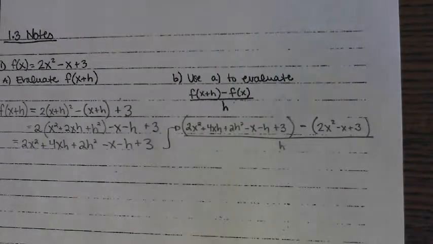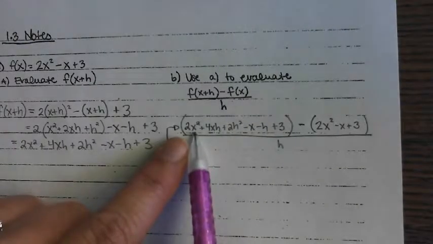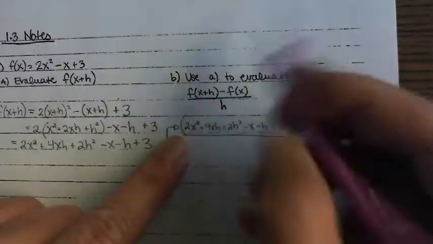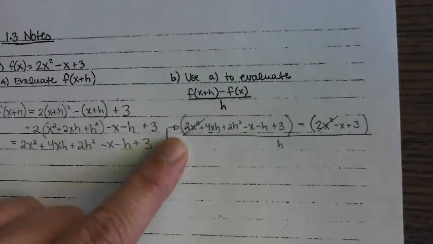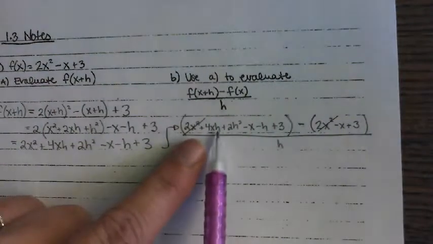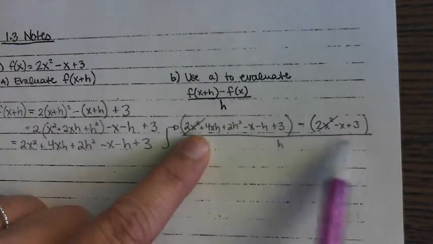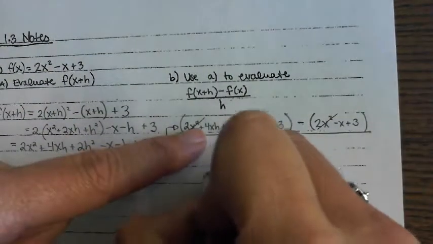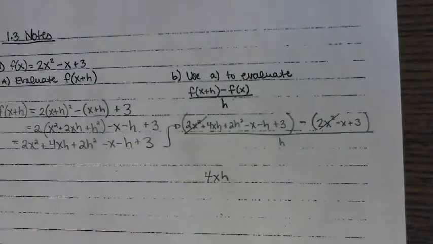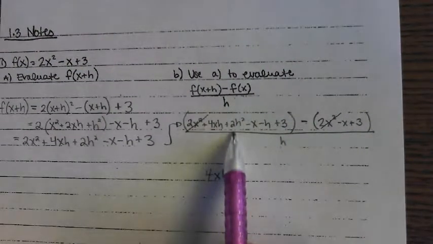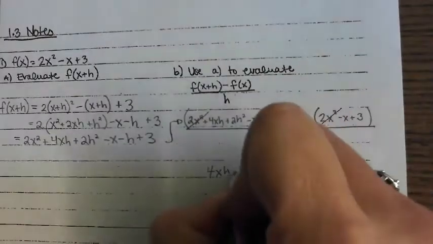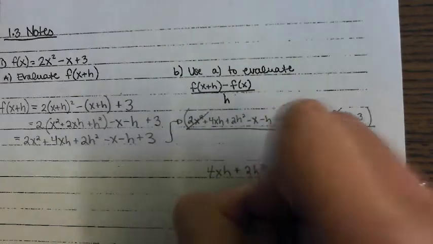There you go. So from here, I just need to distribute my negative and sort of combine like terms. I'm going to do all that at once. So I have a 2x squared, and then I'm going to subtract a 2x squared. So that's actually going to be a wash. I have a 4xh, and I don't have any other xh terms, so I'm just going to bring that down. I have a 2h squared, and I don't have any other h squared terms, so I'm just going to keep that plus 2h squared.